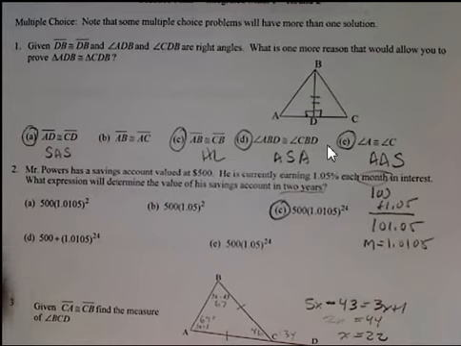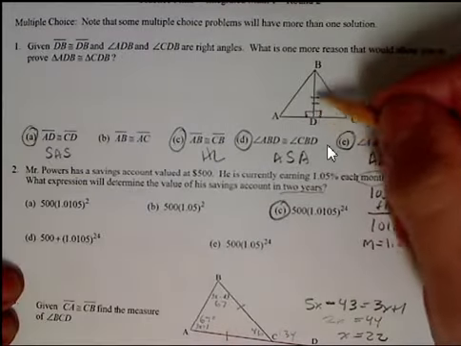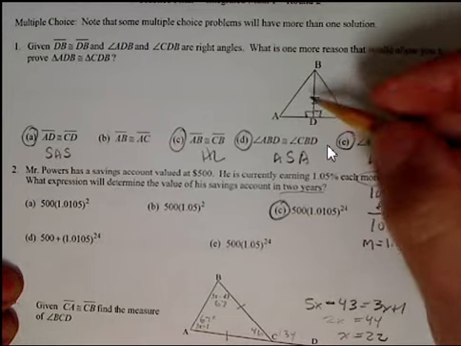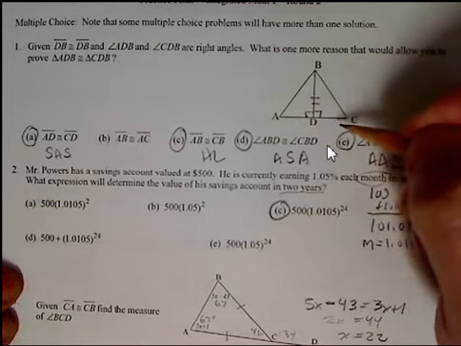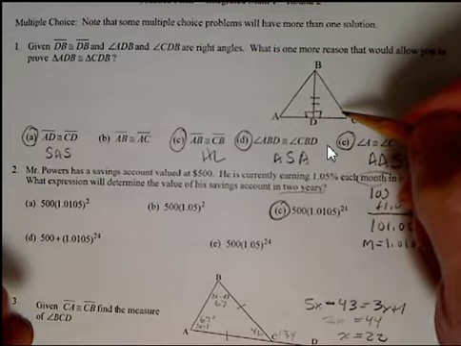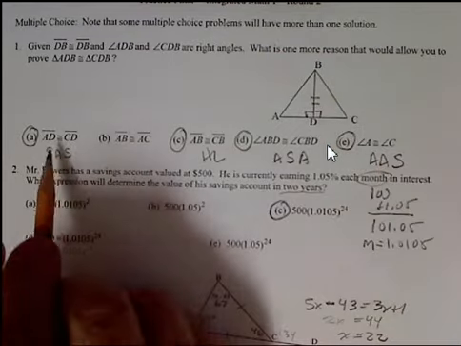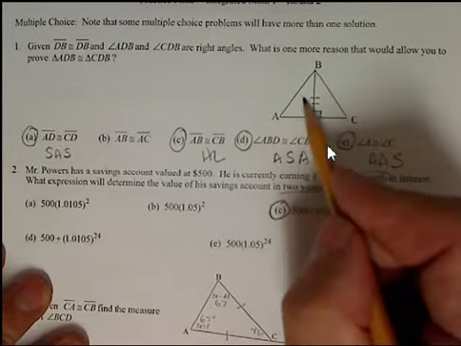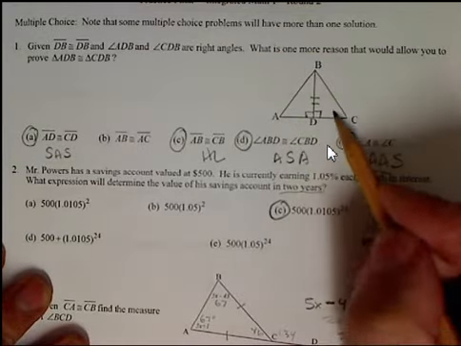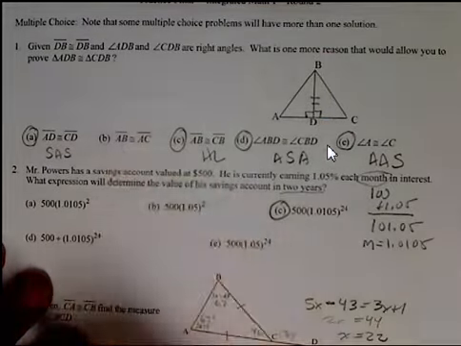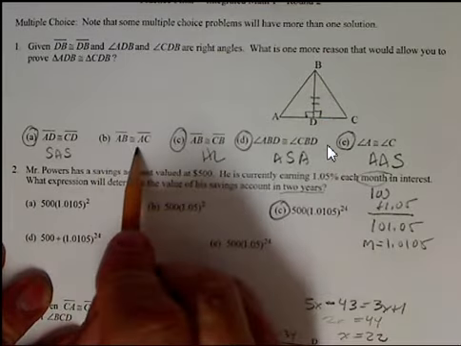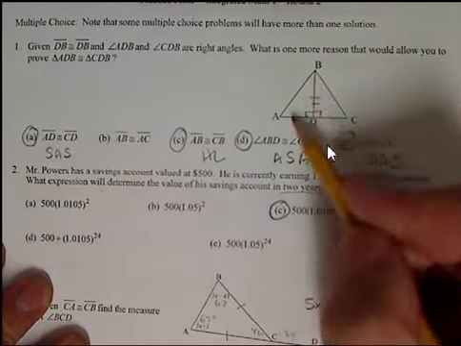Okay, on this first one, we have the information that DB is equal to DB, which they didn't have to give us because that's reflexive. But we're told that ADB and CDB are right angles. So now we start going through our list. If I had AD and CD, I'd have side, angle, side. So that one works.